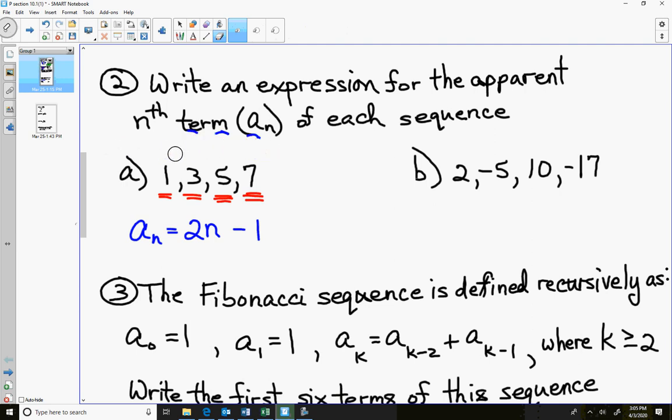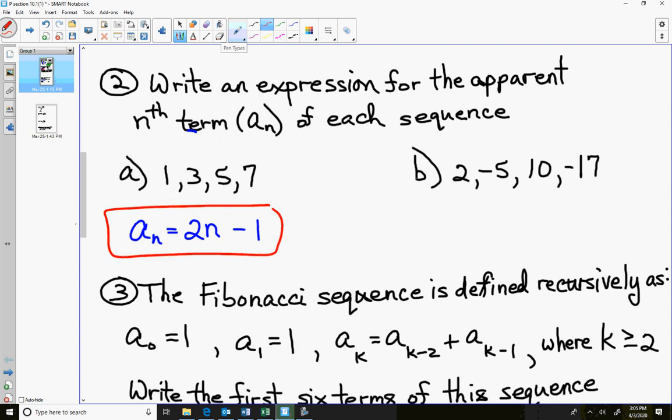It's just a matter of figuring that out. Next one. Now this one looks a little trickier because it's going from positives to negatives to positives to negatives. All right, my first hint, ignore the signs. So just focus on 2, 5, 10, and 17. What will work to get me 2, 5, 10, 17? And again, if you see it, it's real easy. If you don't see it, it's going to be a little more challenging.